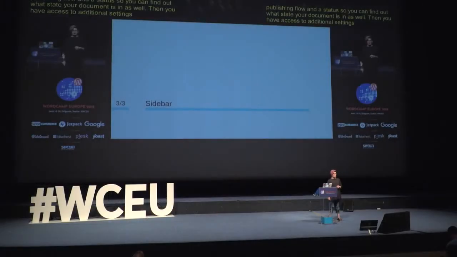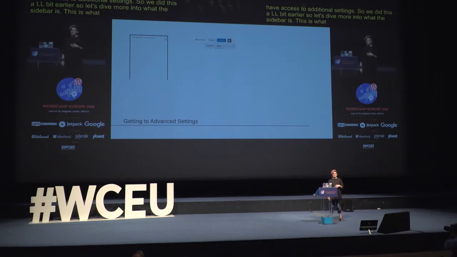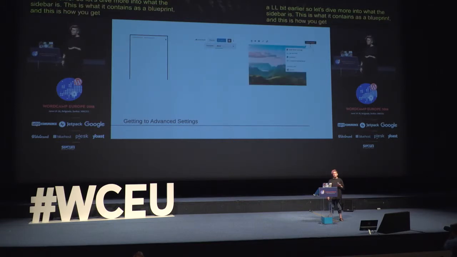Saw it a little bit earlier, so let's dive a little bit more into what the sidebar is and what that contains. This is what it looks like as a blueprint. And this is how you get to it, through the advanced settings in the toolbar or by the block.